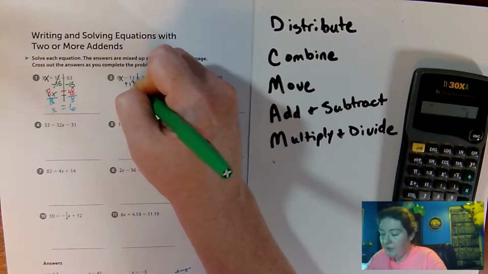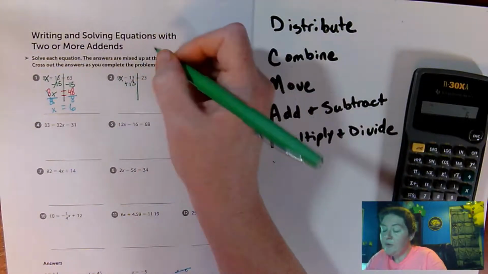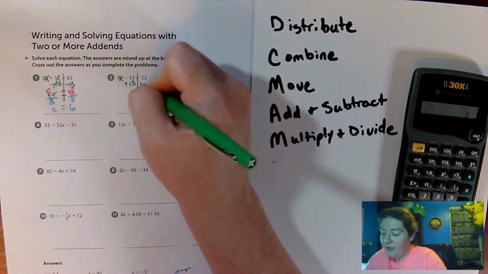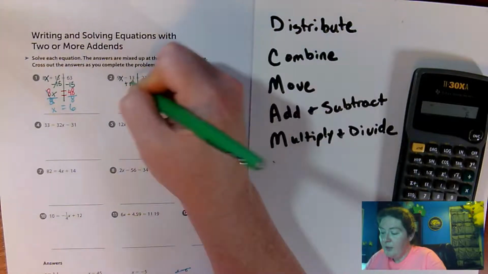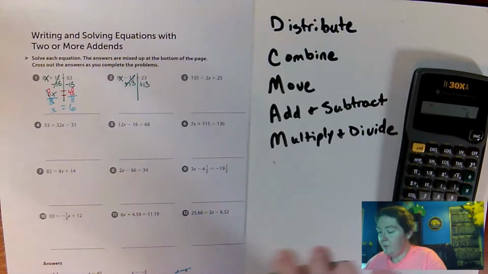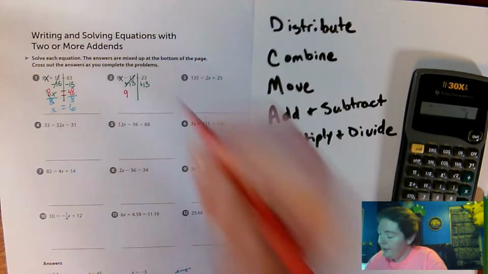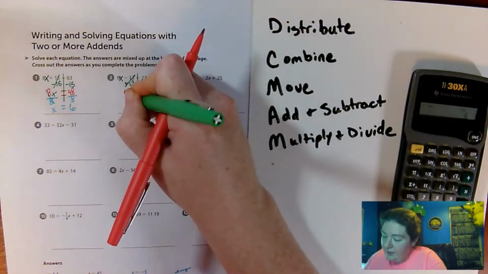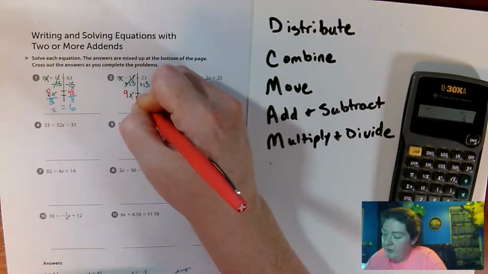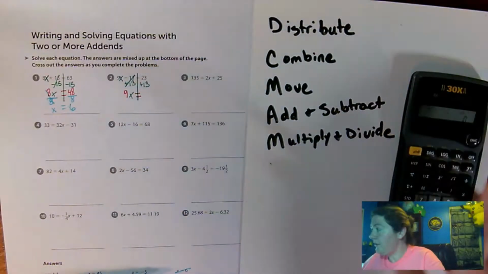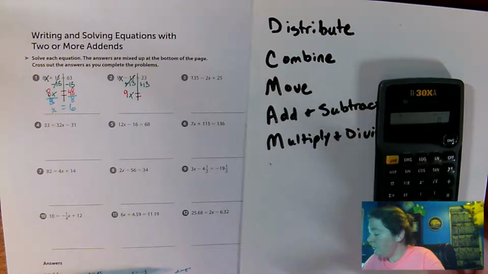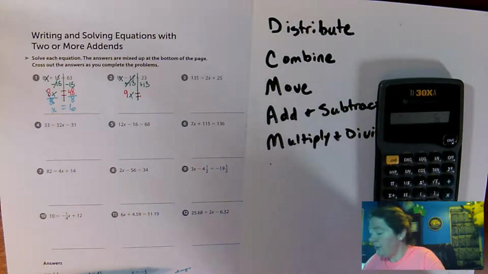Positive 13. What I do to one side, I do to the other. My 13s are going to cancel. So I'm going to bring my 9x down in my handy dandy calculator. 23 plus 13 gives me 36.